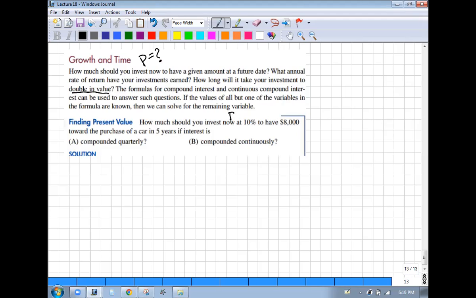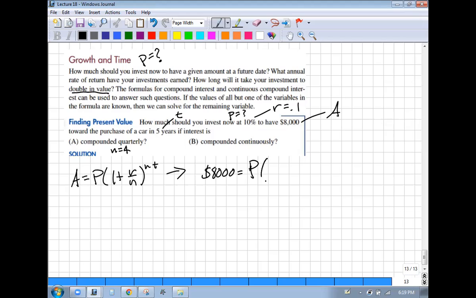So how much should you invest now? What should the principal be at 10% interest to have $8,000 in 5 years? All right. And we're going to compound quarterly. Okay, well, we know A equals P times 1 plus R over N to the NT. So now we know these values here, though. Our amount here is 8,000 bucks. We want to know what the principal is. Our rate is 10%. We're compounding quarterly, so 4, and then it's 5 years.